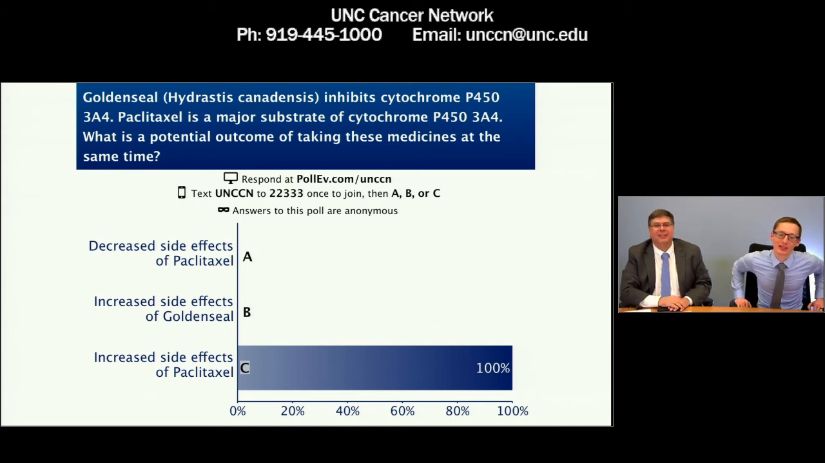Yeah, so the correct answer is increased side effects of paclitaxel, and that seems like you guys definitely got the idea that golden seal inhibiting the pathway could mean that the paclitaxel is now in the body longer than expected, which could lead to increased side effects of that chemotherapy. So something we would want to avoid. So good job. Thank you. Great.